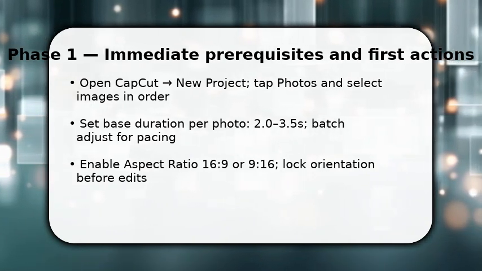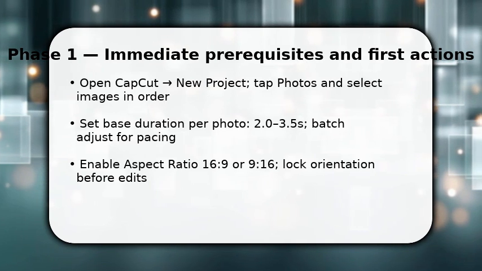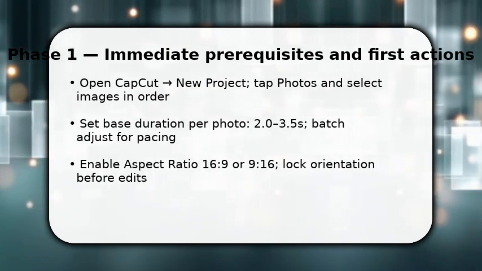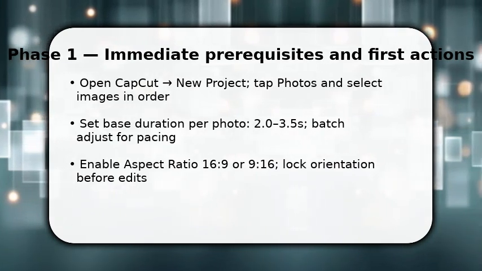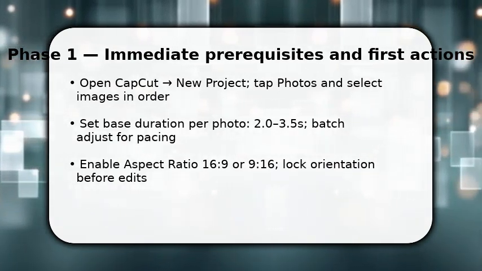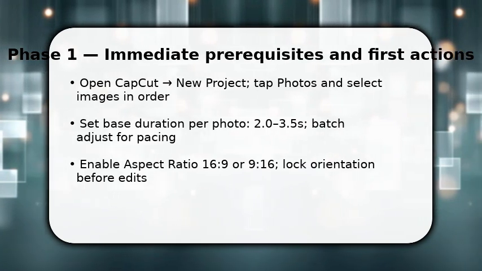Make sure to pick the aspect ratio, 16:9 for landscape or 9:16 for vertical, because this defines framing. Locking it early prevents rework. Now, organize clips into the timeline and trim obvious dead space before adding effects.